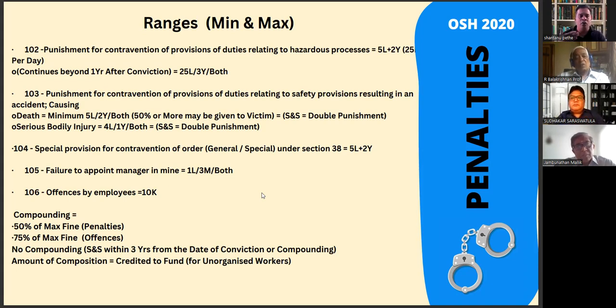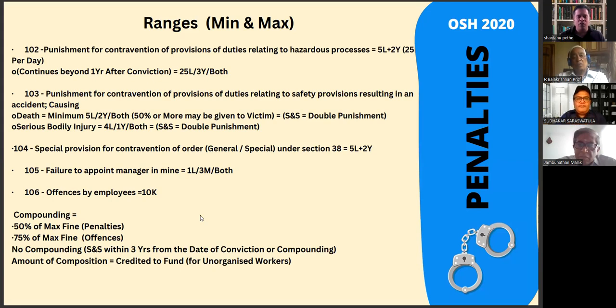Then you have to go for 75%, pay the maximum fine to get it compounded. No compounding will be allowed if a second or subsequent offense is done within 3 years from the date of conviction, earlier conviction or earlier compounding. So there will be some cooling period. You can say today you have gone for compounding. Again, similar offense, next 3 years, no compounding, you will have to face the music. And if there is a gap of 3 years, then you can go for compounding.